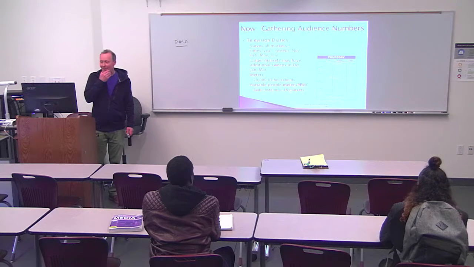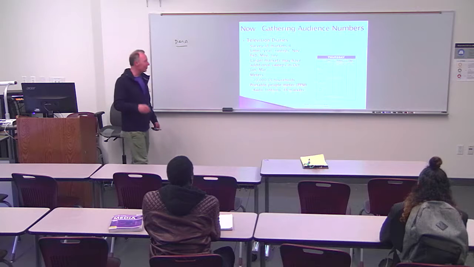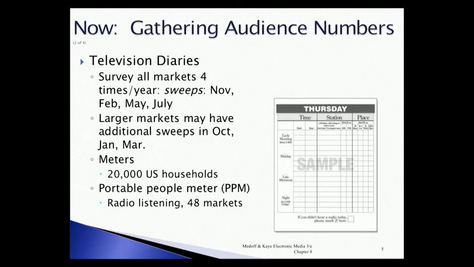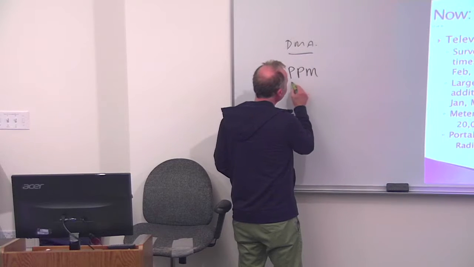So we mentioned that the instrument for radio research now, and some TV as well, is the diary system. But we mentioned also that there are some drawbacks to the diary system because it involves people having to report what they were listening to and when, and they may not remember. So moving to this new device, the portable people meter, the PPM, right?